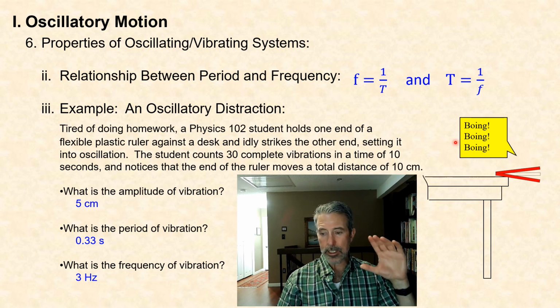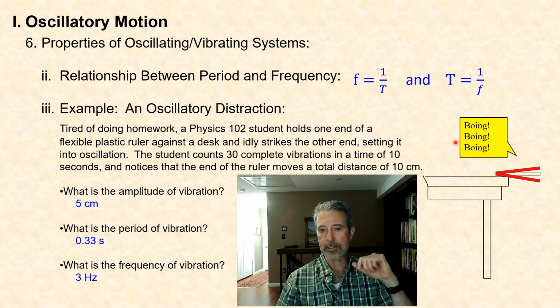So just want to be really clear, period is a measure of time. That is how many seconds to make one vibration. Frequency is the reciprocal of that, a measure of how many vibrations the object makes per second.